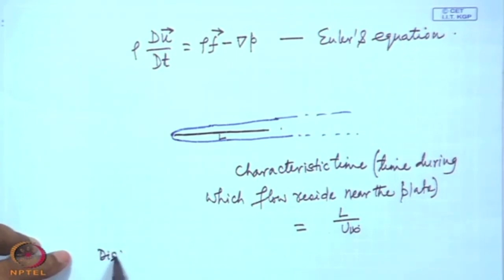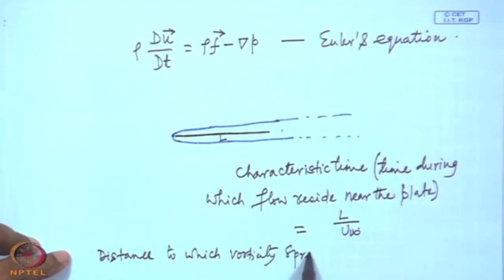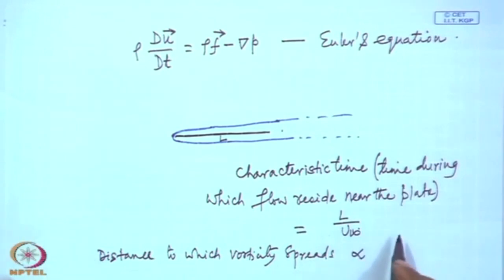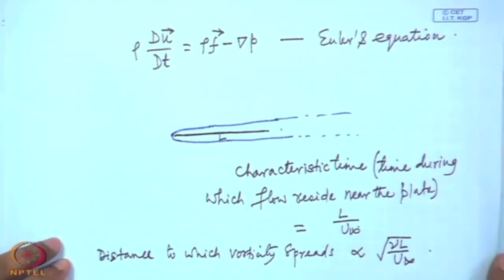So the distance vorticity spreads is root nu t, where we have replaced that t by L by u infinity. Now, how much is this root nu L by u infinity? Is it of the same order as L? Let us see what is the condition at which it will become of the order of L. If we say this is of the order of L, then it will happen if u infinity L by nu is of the order of 1.